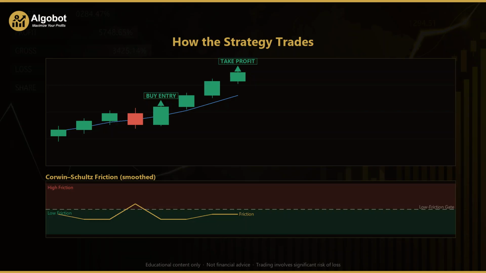Because the trend is up and friction is low in the green zone, all conditions align, and the buy entry marker appears. The strategy reads the ask, places its stop ATR below, and sets the take profit at 1.8 times that risk. From there, follow the candles higher.